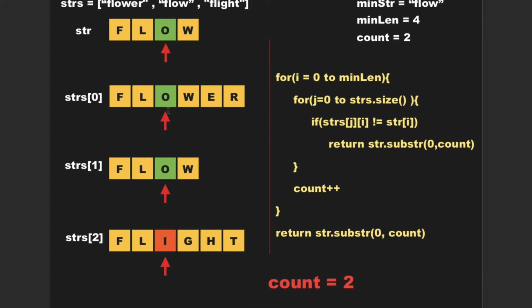Now we can see that the character O is common in the first and second string, whereas the third string contains another character, that is I. So we come to the condition where the ith character of the jth string, that is the third string, is not equal to the ith character of the minimum string, that is O. So now we return the substring starting from 0 up to count elements. Since the value of count is 2, we return FL as the longest common prefix.